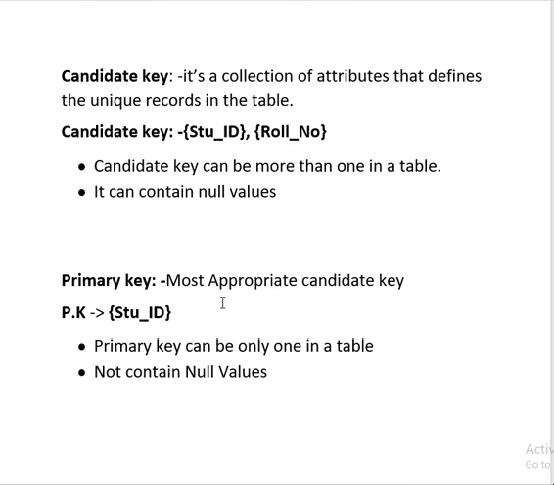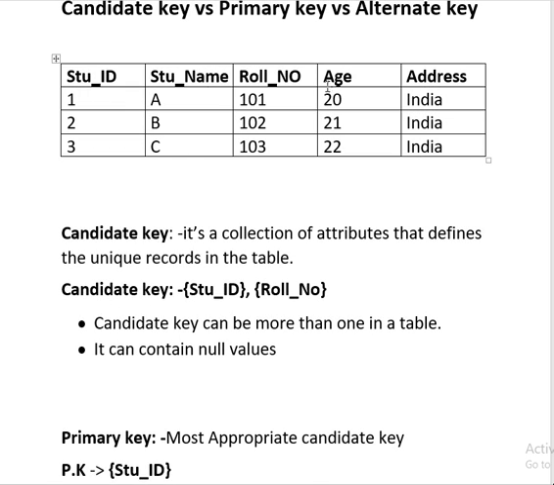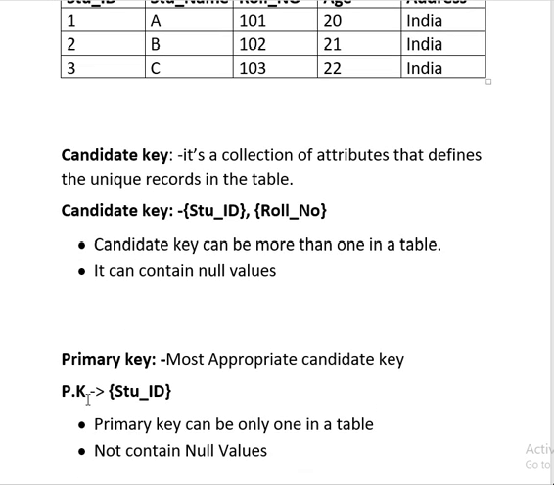And primary key, the most appropriate key from the candidate keys, will be the primary key. Between student ID and roll number, student ID will be the most appropriate key, so that will be the primary key. A primary key can be only one in a table, and it cannot contain null values.